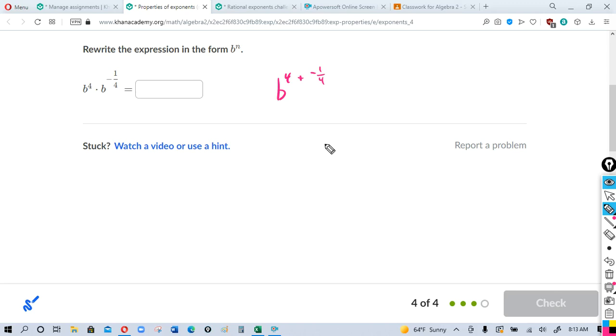We need a common denominator. We know that 4 is the same as 16 over 4, right? 16/4 equals 4. So in place of 4, I'm going to write 16 over 4. And that's plus negative 1/4, so it's just minus 1/4. So we have b. We have a common denominator. 16 minus 1 is 15. And that's divided by 4. So it's b to the 15 over 4.